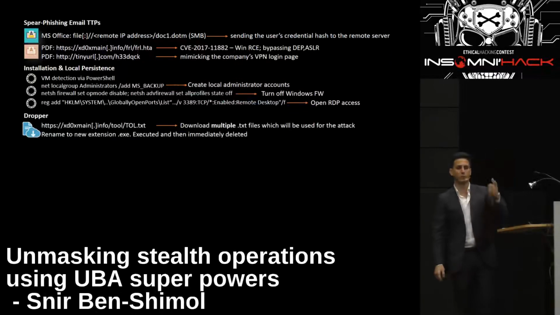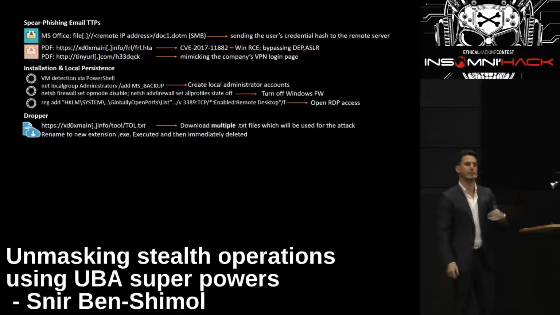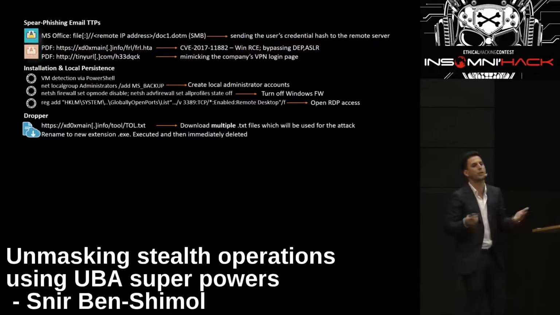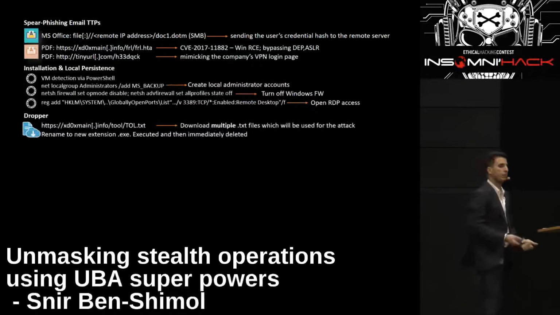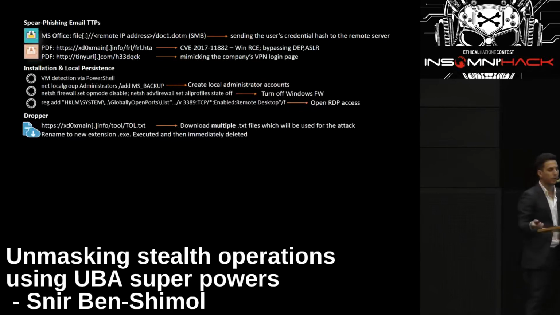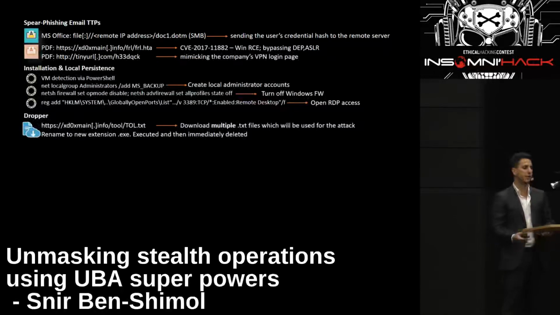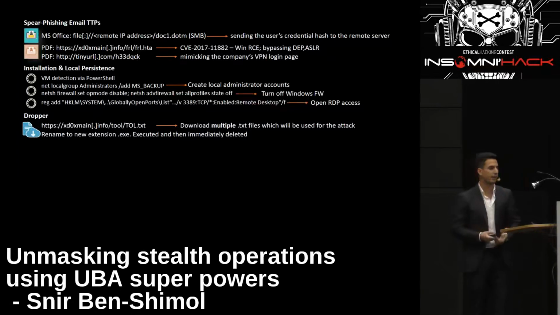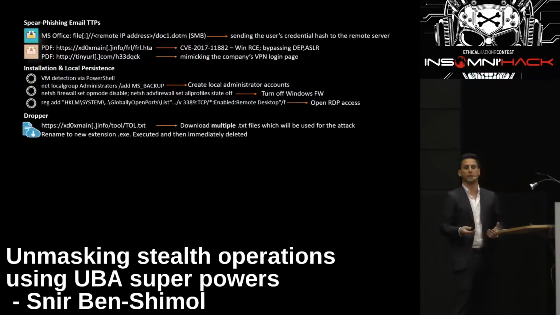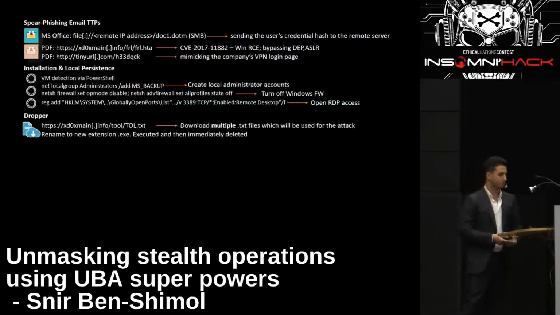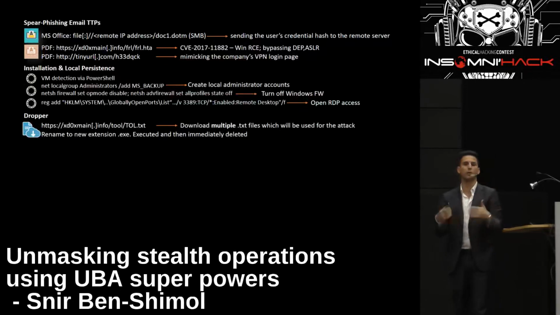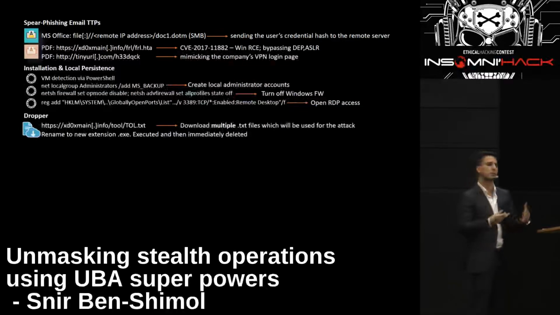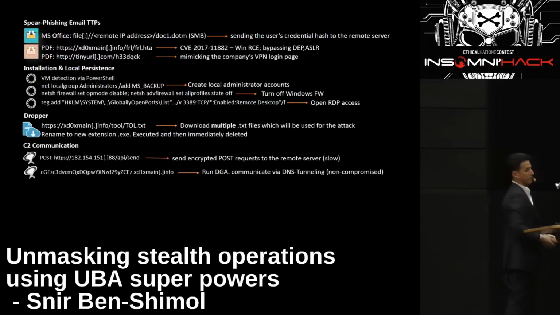Afterwards, the code from the start will not contain the whole attack because they want to be stealthy. They don't want to show all the cards from the beginning. So let's download the dropper, okay? The dropper will download a text file. The text file will be changed to an executable extension by the last code that the victim downloaded. And it will try to download several files like this, and the files will be used as attack tools in order to continue and attack the organization.